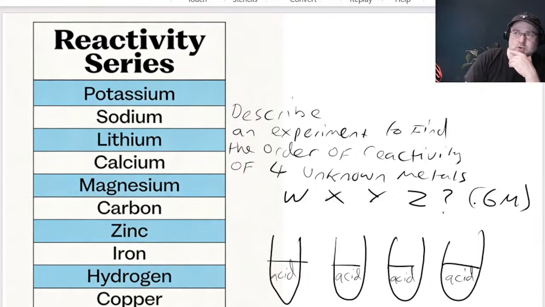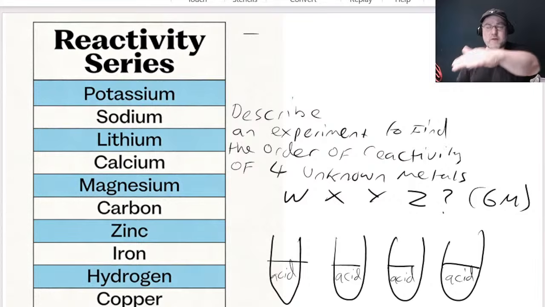So you've got something called control variables. You've got to think about your control variables. Keep the volume of acid the same. Keep the concentration the same. Keep the temperature the same. We don't want to heat it up. We want to keep the temperature the same.